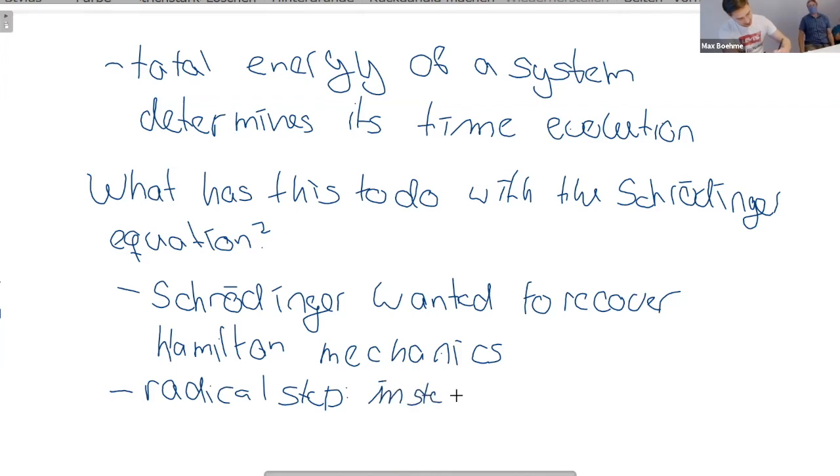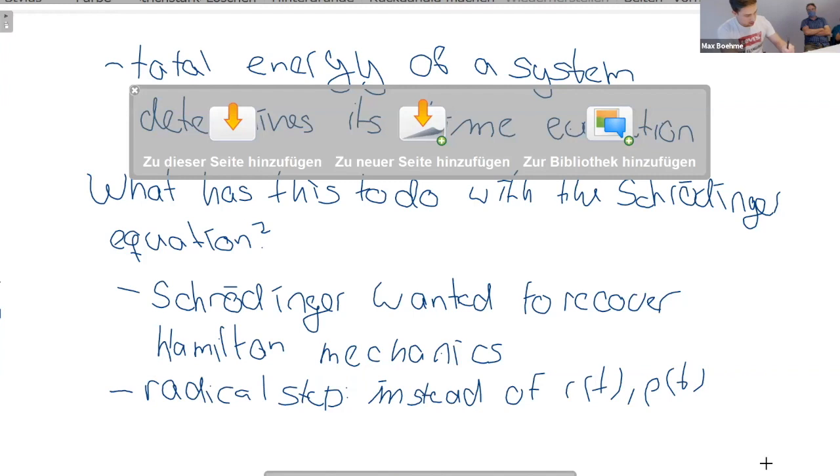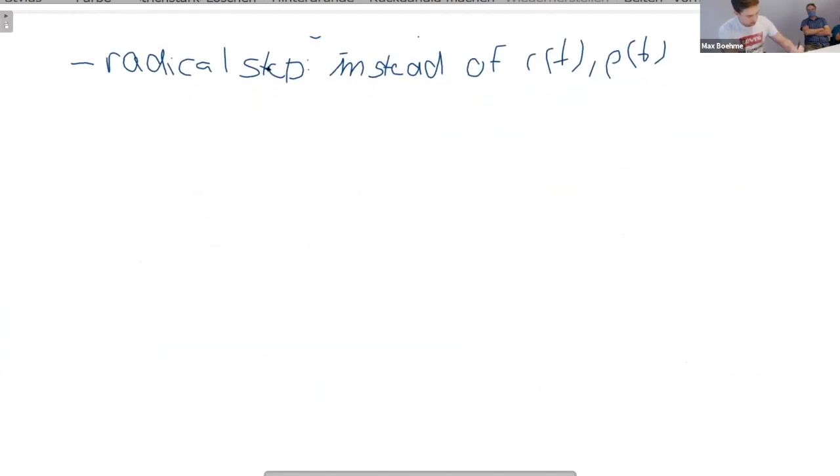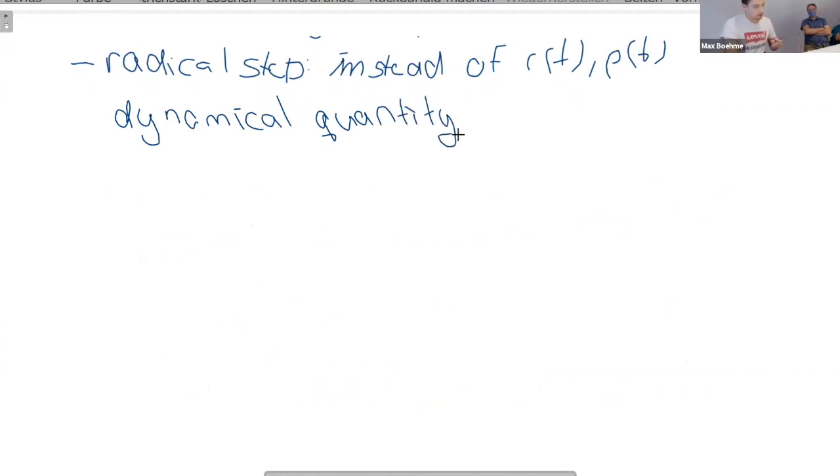Instead of a position as a function of t and some momentum as a function of t, we will now take a new dynamical quantity, which should be a function psi, which takes in a point in space, a spatial coordinate, and a time coordinate t, and maps to a complex number.